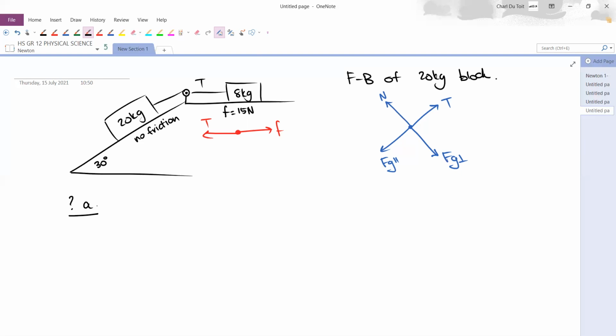Okay, do you need some help? Good, sir? No, not yet. All right, good. So I'm just going to make sure you're doing the right thing. You're setting up F res or F net equals MA of the 20 kg. Yes. Setting up one of the 8 kg. Yes. Good. And then you're going to make the tension in the rope the subject of the equation, and you're going to work out the acceleration.